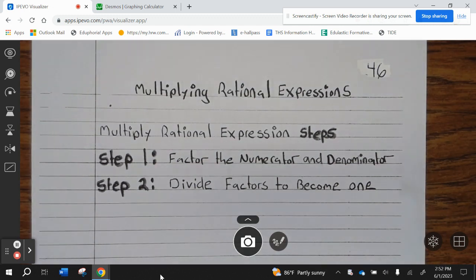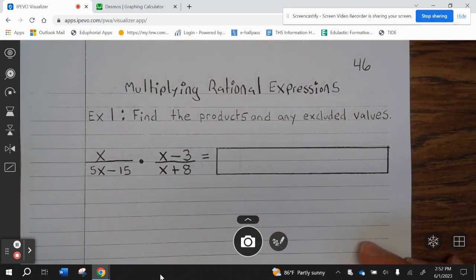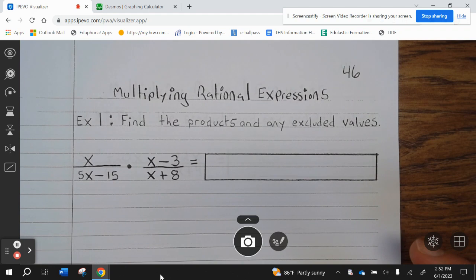Okay, Walker. So we're going to look at journal page 46, multiplying rational expressions. Multiply rational expression steps. Step 1, factor the numerator and denominator. Step 2, divide factors to become 1. All right, let's take a look at example number 1. Find the product in any excluded values, okay?